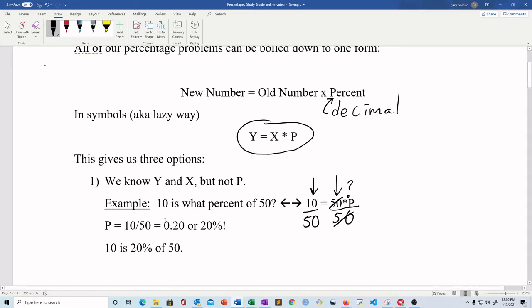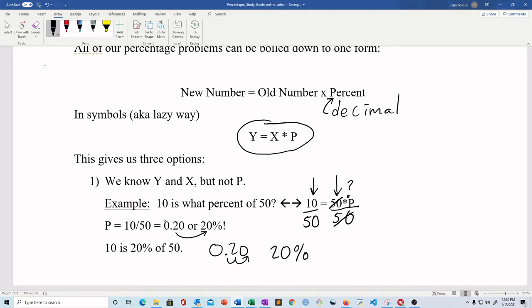And remember, how do I make this a percentage? How do I go from here to here? I've got to move the decimal place two to the right. So I took 0.20 and went, okay, 1, 2. That gives me 20%.